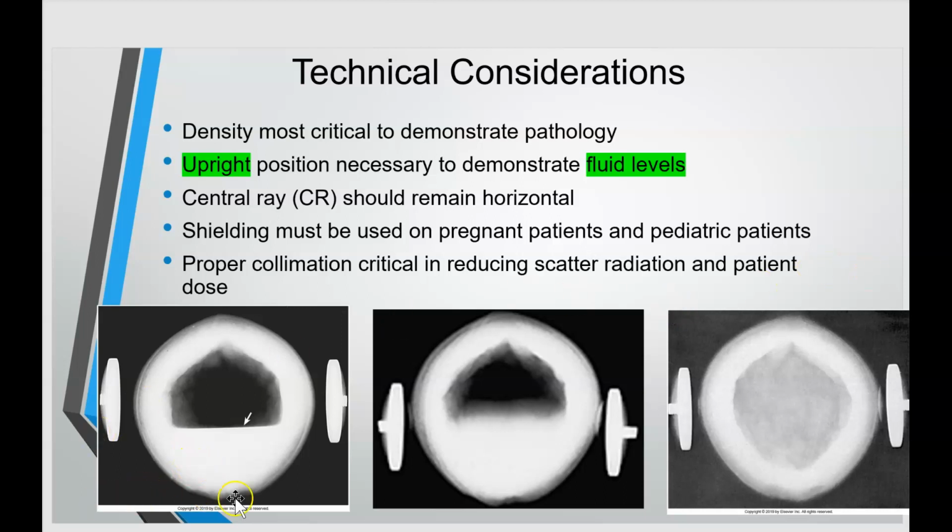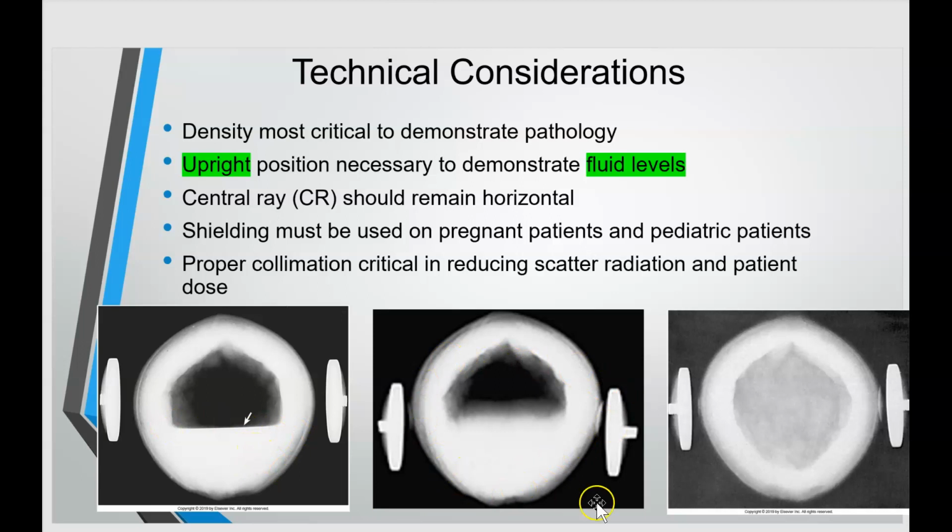Now, these demonstrations are in your book, but they show a coconut filled with coconut milk. And it shows the difference that can happen to your image when you use a horizontal versus an angled ray. Okay, this is an upright image with a horizontal ray, and it shows a very distinct air fluid level, and that's what we're looking for in sinuses.